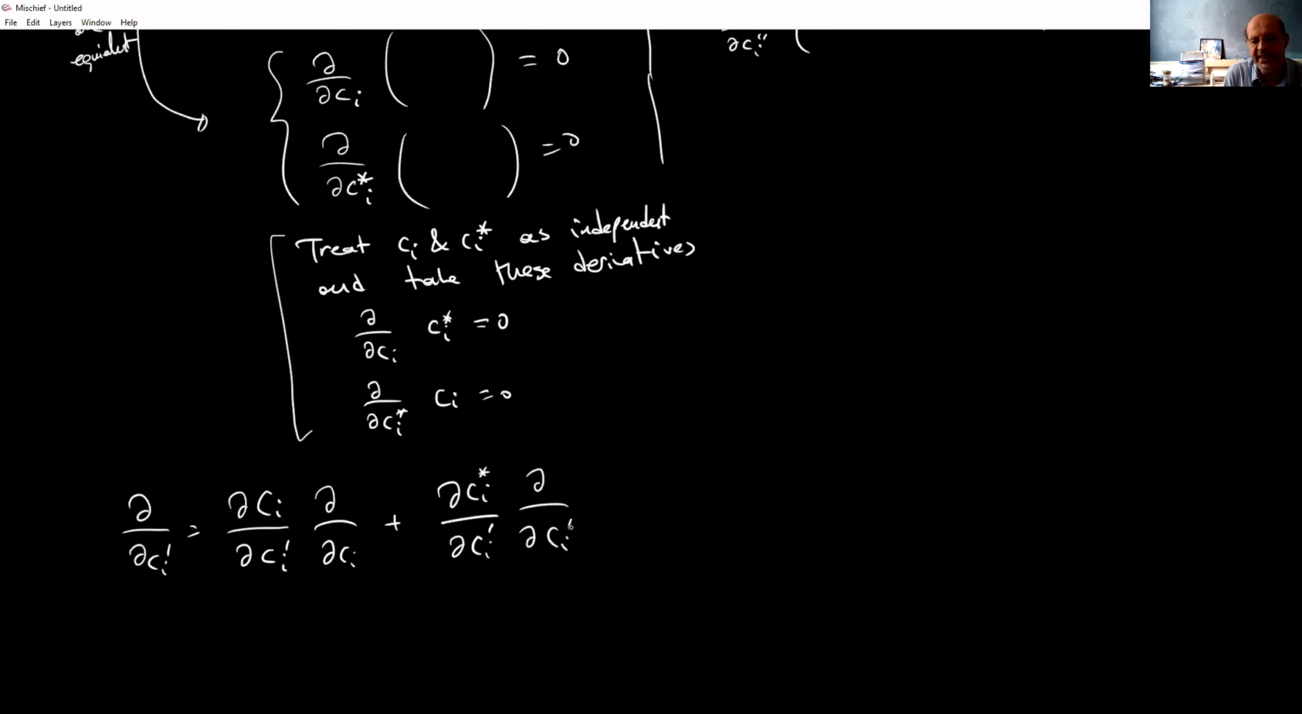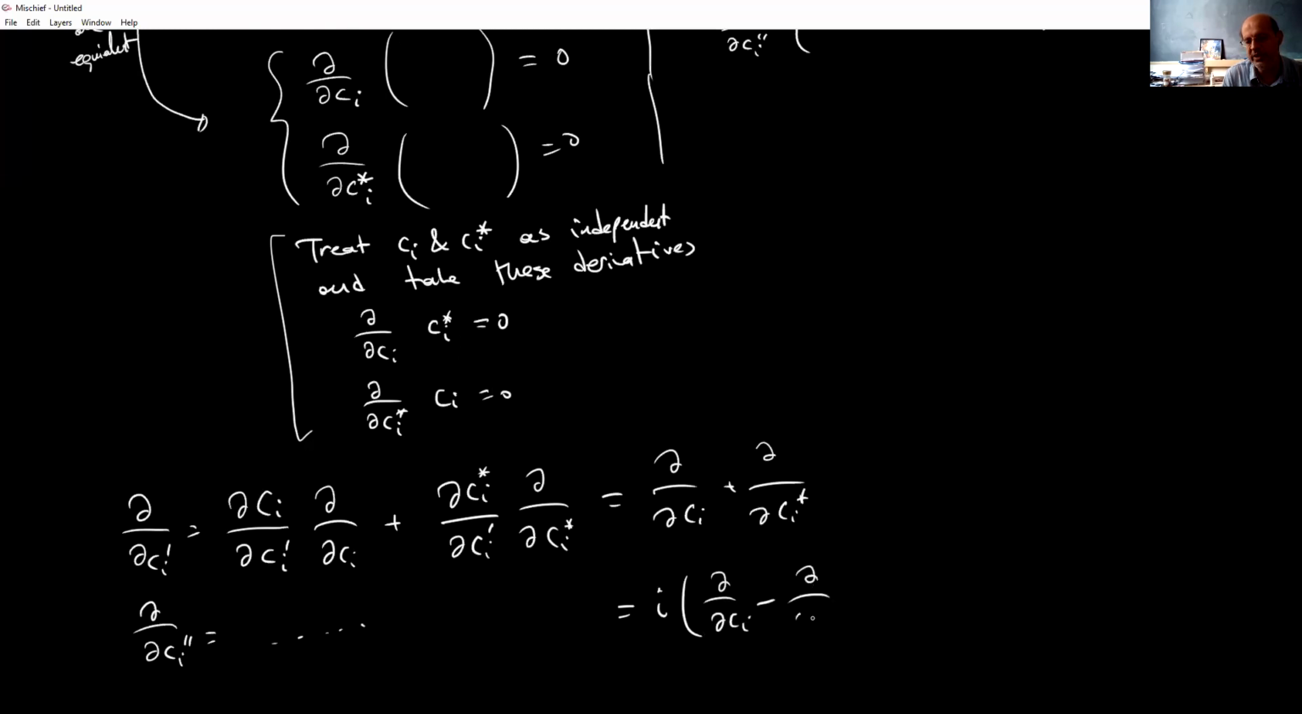I mean, you can think of it as a change of variable. So as a result, when you express the derivative with respect to the real part in terms of these two derivatives, you basically get the sum of these two derivatives. And the derivative with respect to the imaginary part, I'm going to do the same thing, but eliminate these. So at the end, this is basically i times d over dCi minus d over dCi star.